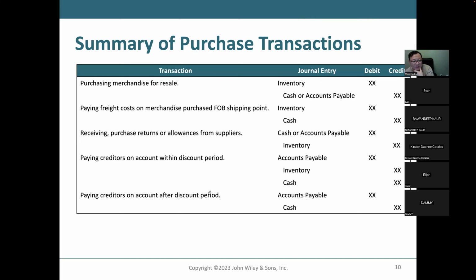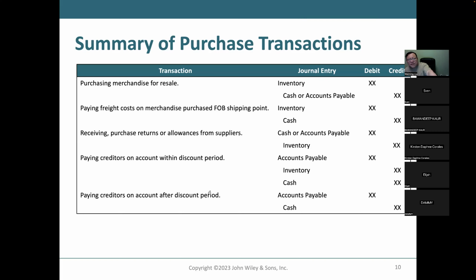That's the first entry. Paying freight cost on merchandise purchased FOB shipping point. If it's FOB shipping point, the buyer will pay for the freight cost, and that cost should be added to the inventory. So you debit the inventory, credit cash.